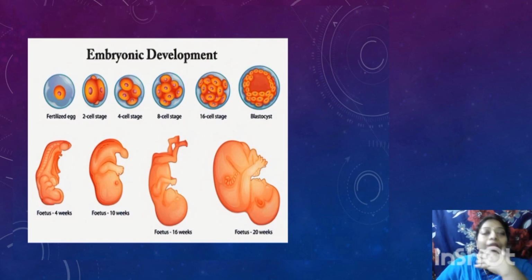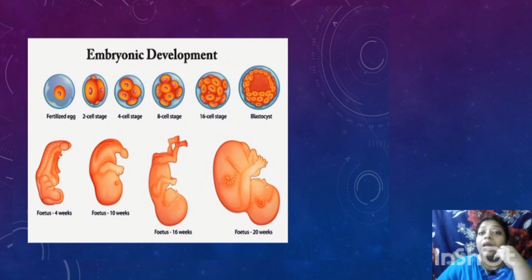Now what is this ectoderm? I was just telling you about these three different layers, right? The ectoderm gives rise to the nervous system. The nervous system comprises the spinal cord and the brain, and also the epidermis underneath the skin, the nails, etc.